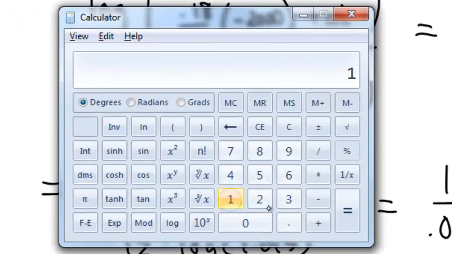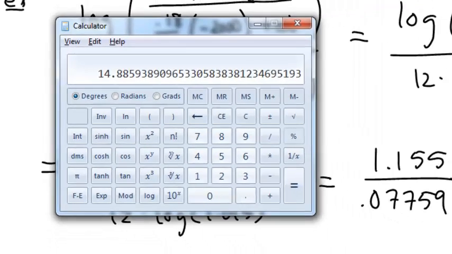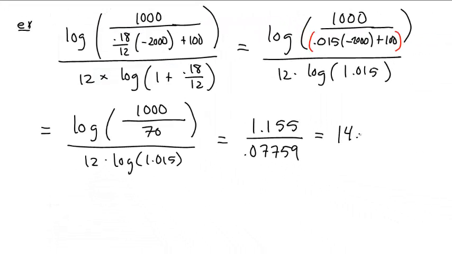And now we have just a single division to do. And so I say 1.155, make sure it's coming out right, divided by 0.07759, and I get an answer of 14.8859. If we want to keep the 4 significant digits, 14.88, and that 5 bumps that 8 up to a 9, 14.89. 14.89 is the answer.